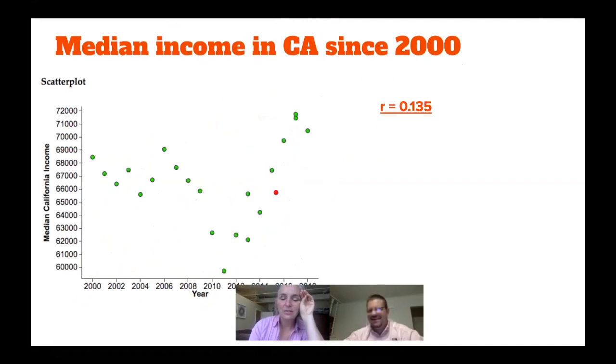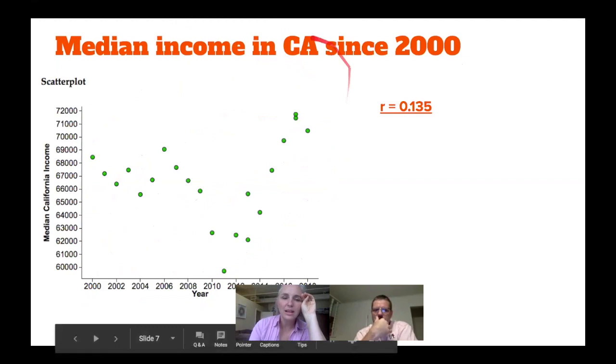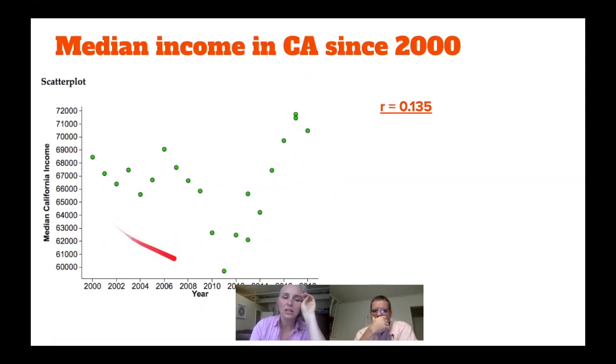And then if we look at California, what do we notice? Even worse. Almost zero. This just does not look like a line.